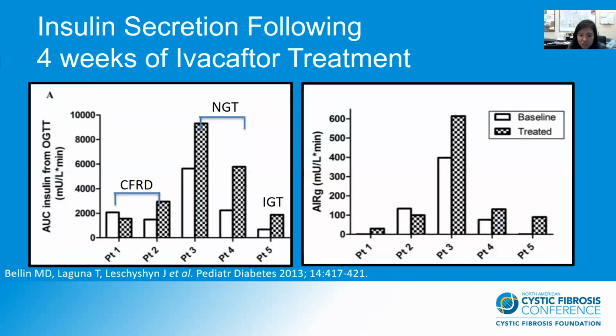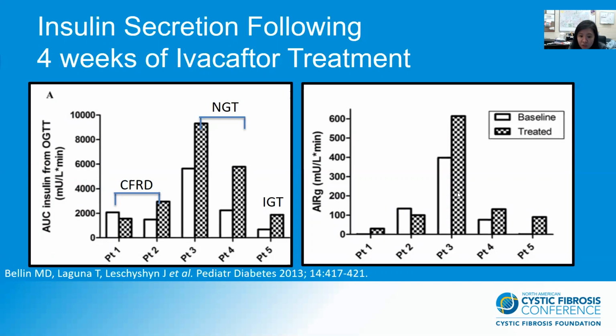So results are shown here. Of the 5 subjects, there were 2 with CFRD, 2 with normal glucose tolerance, and 1 with impaired glucose tolerance. 4 of 5 subjects significantly improved their area under the curve insulin response in treatment with OGTT. The patient with longstanding CFRD did not have an improvement, but the range was an increase from 66 to 178% improvement in insulin secretion on oral glucose tolerance testing.